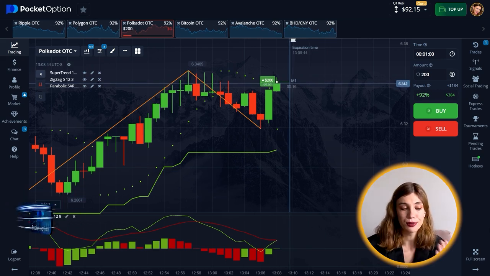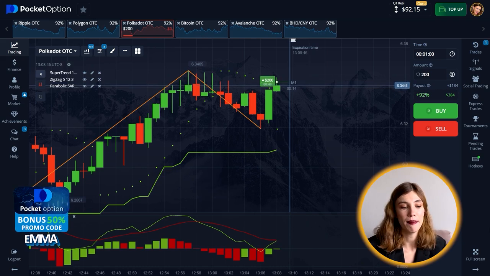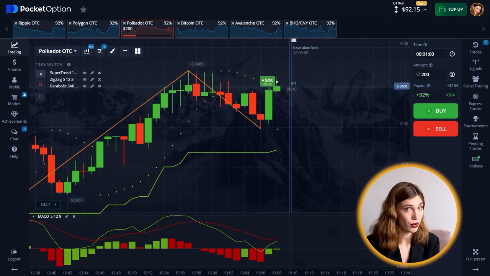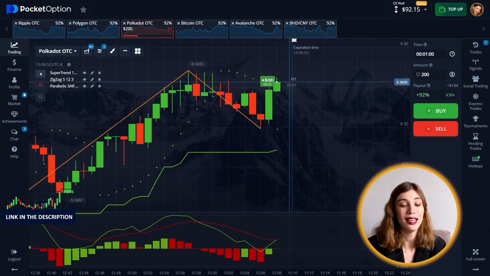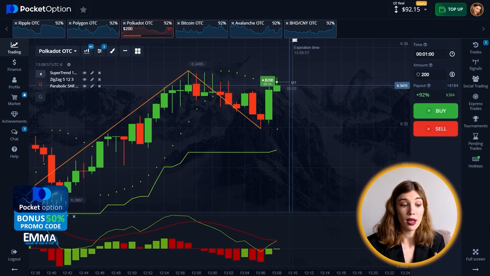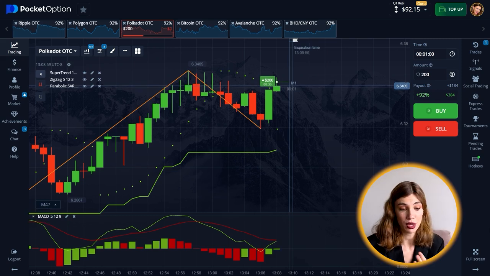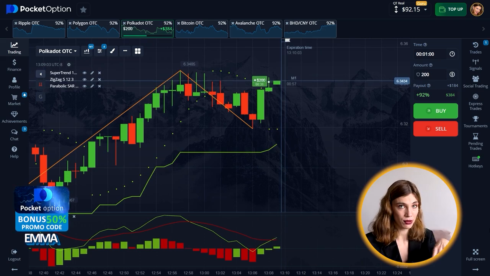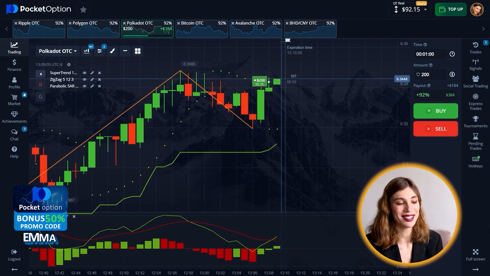Right now the price breaks above the Parabolic SAR line, signaling further growth, and MACD supports the upward movement. So as the trend is shifting to bullish, we're going to open a call option here and wait for that rise. Yes. All right.